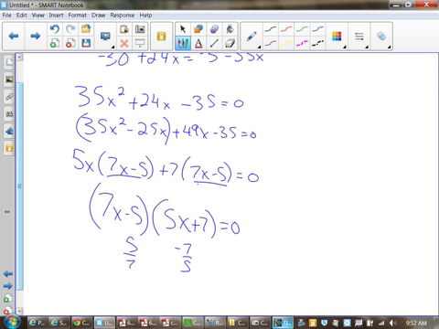If those were slopes, they'd be perpendicular. Yes, sir? For quadratic formula, does A have to be positive? No, it doesn't have to be. A can be anything. It can be positive or negative when you're using the quadratic formula, because all you're using is direct substitution.